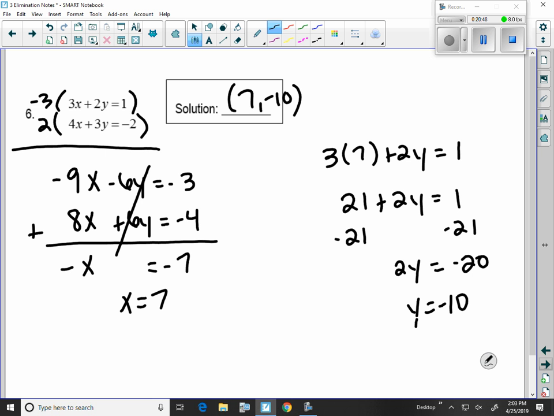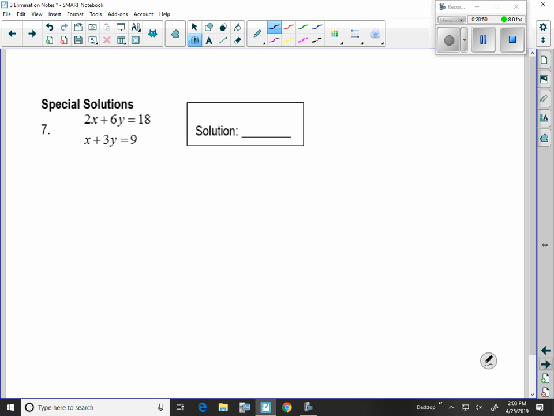Okay, I'll come back if you need this one, so that you can fill that in and see what's going on. But on number 7, we're on our special cases here. Which one would you like to cancel? X or Y? Okay, let's go ahead and multiply the bottom one by what? Negative 2.